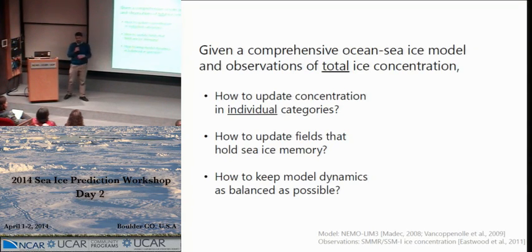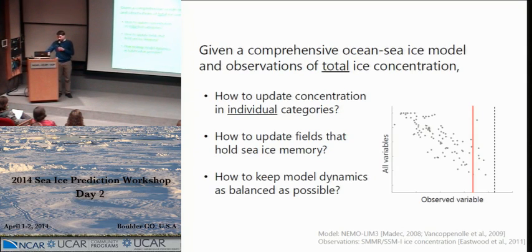And the third question is, how do we make sure that we keep the system at all times in good dynamical balance? And we are doing this with an ocean sea ice model, which is NEMO and LIM3, which is followed by atmospheric reanalysis. And the answer to this question is very simple. It's the same as for the simple sea ice model. You have to account for the fact that your model has some internal structure.